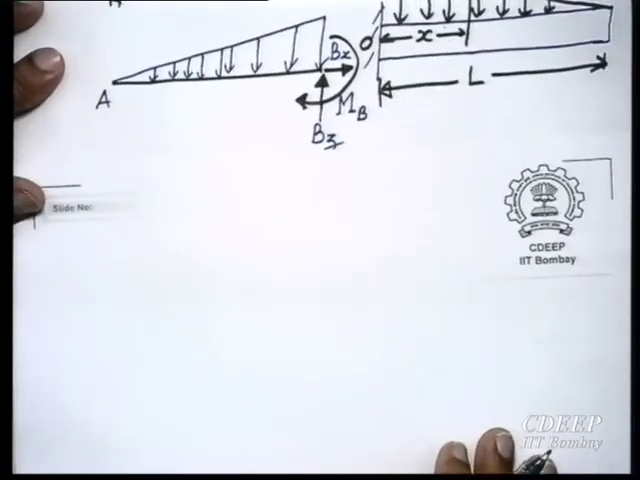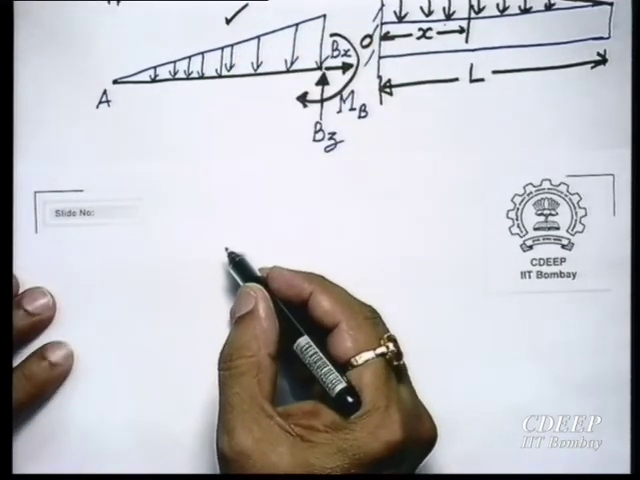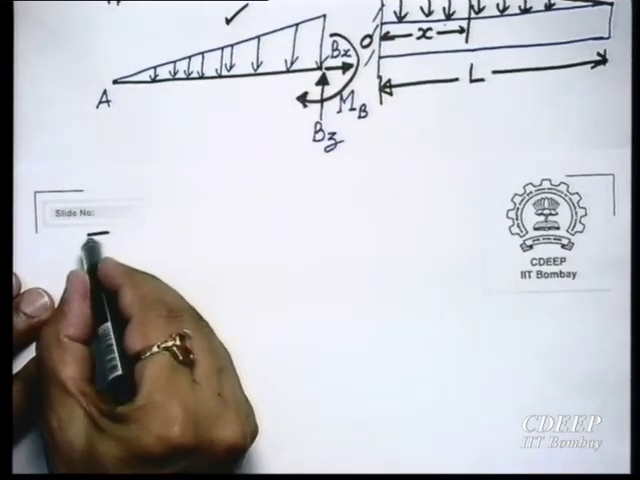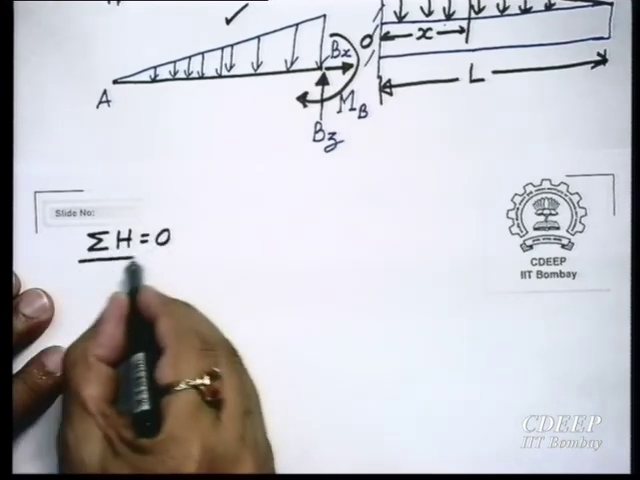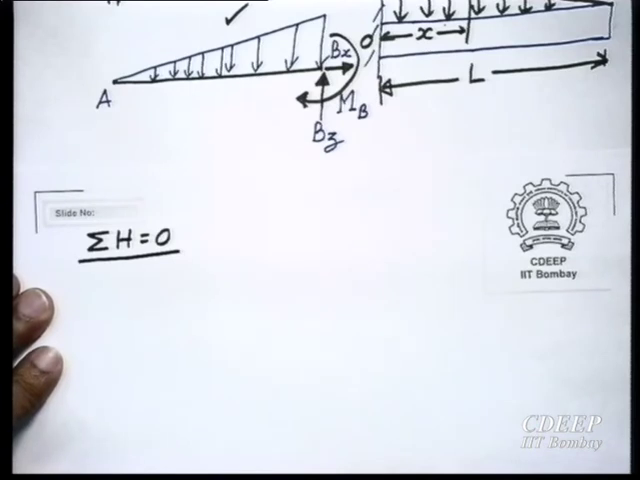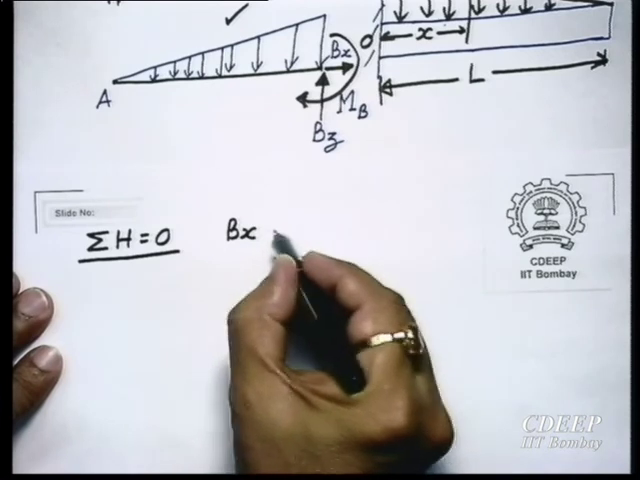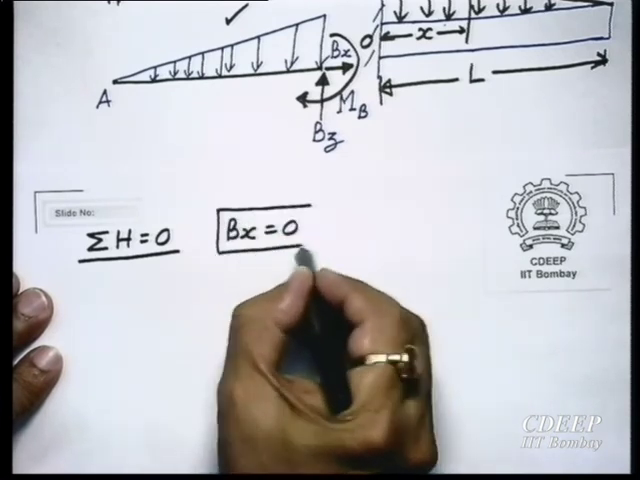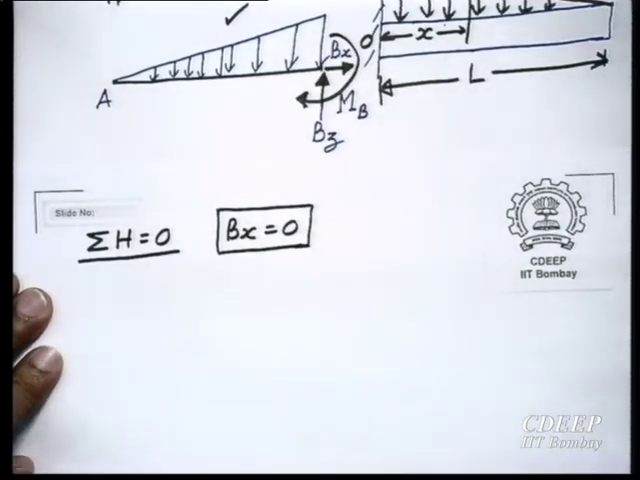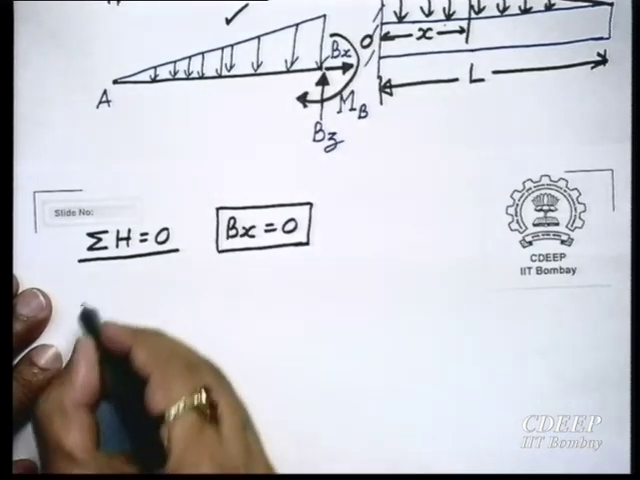Yes, please. So, we are considering this. So, horizontal equilibrium, sigma of H equals 0 first. What do you get? Bx is 0. So, that means at the support there is no force in x direction. Clear? Vertical equilibrium.